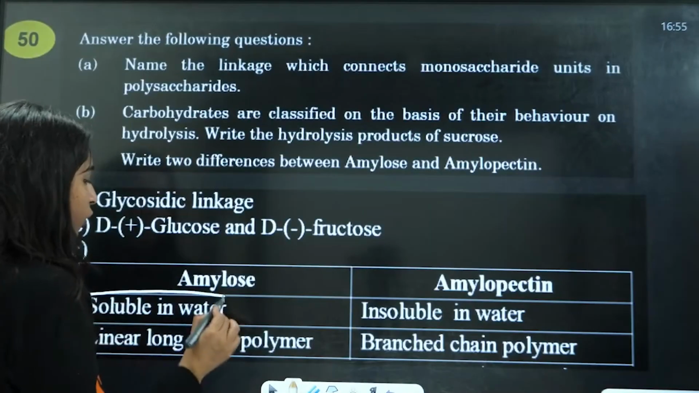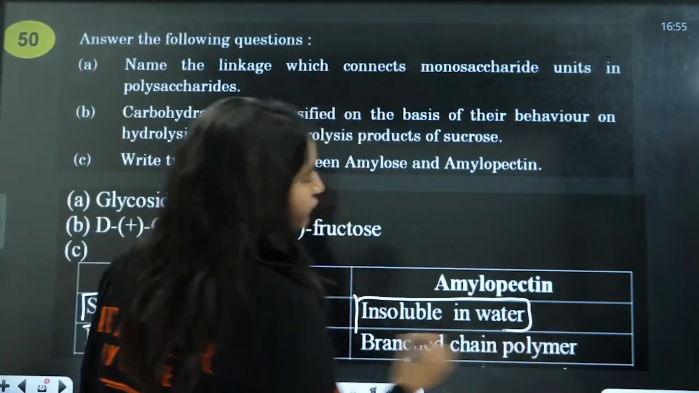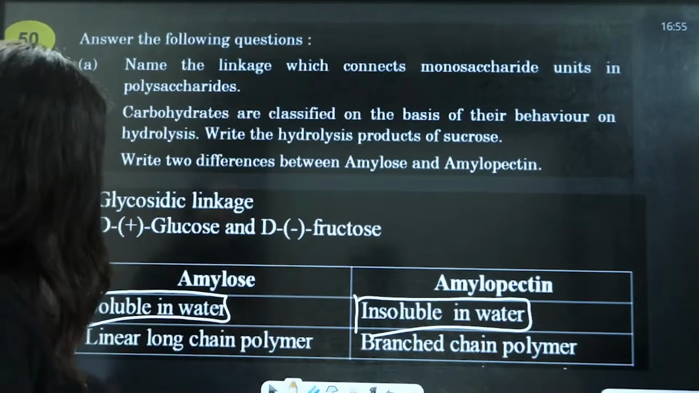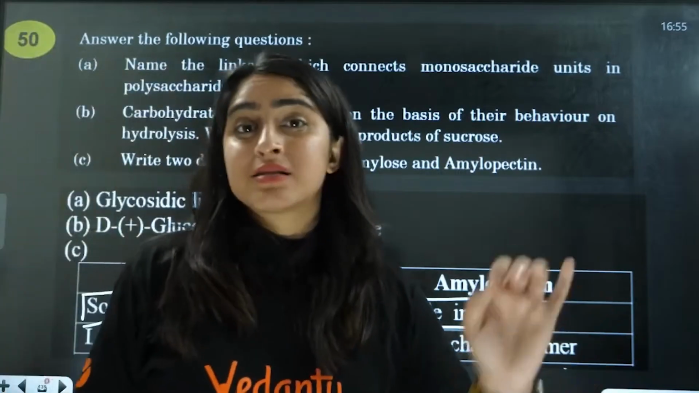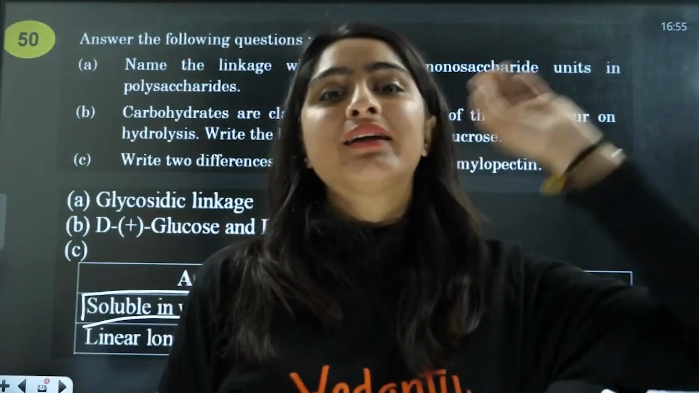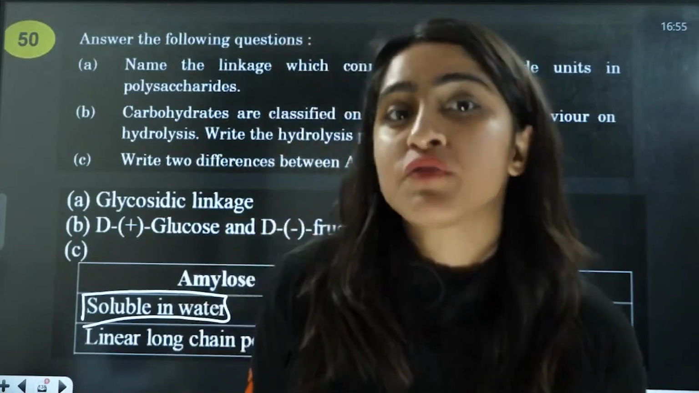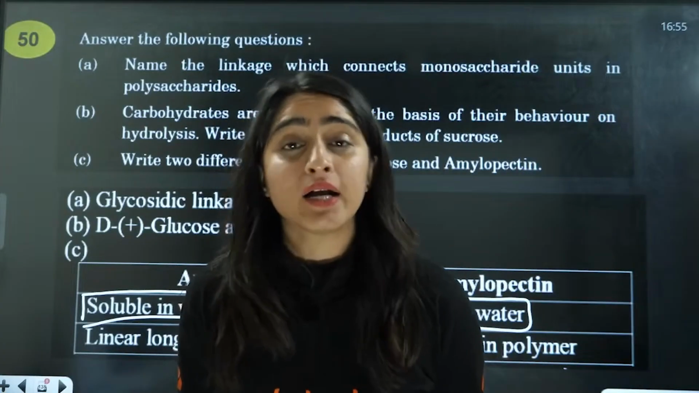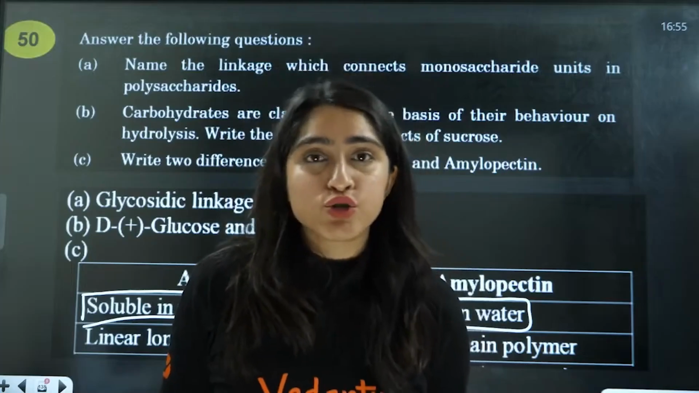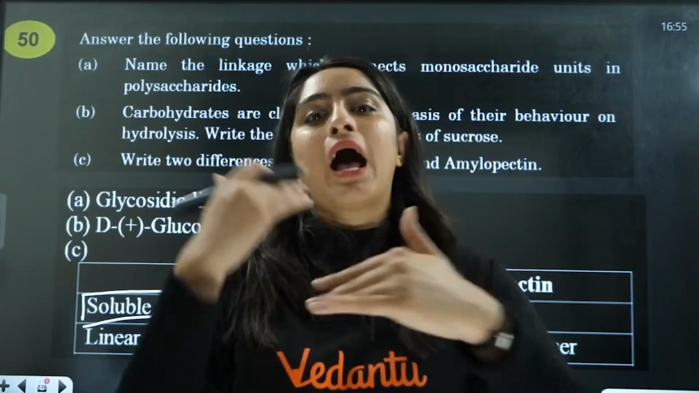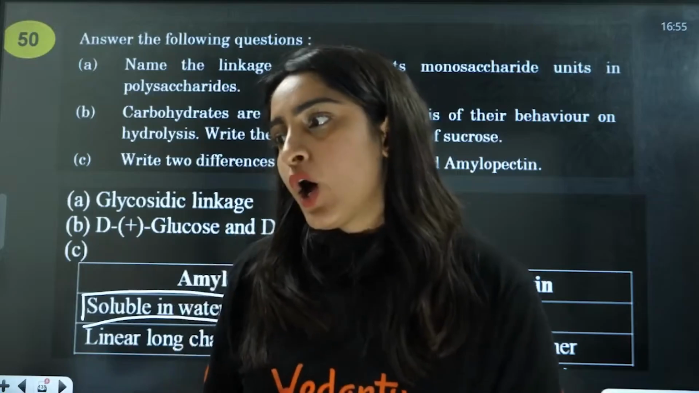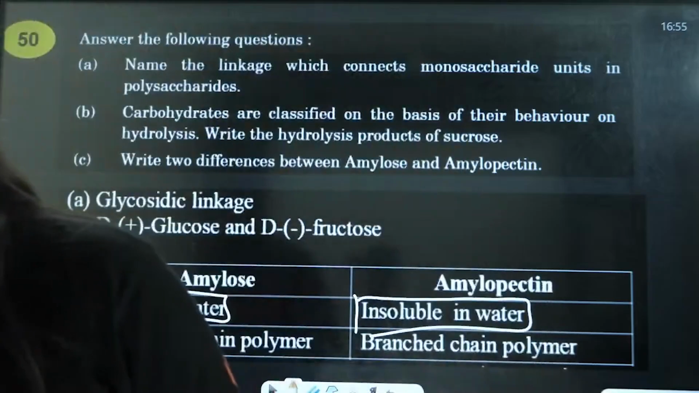Moreover, amylose is soluble in water, and amylopectin is insoluble in water. What about cellulose? Cellulose has beta D glucose, with C1, C4 linkages of beta D glucose. And what about glycogen? Glycogen is just a more branched form of amylopectin.